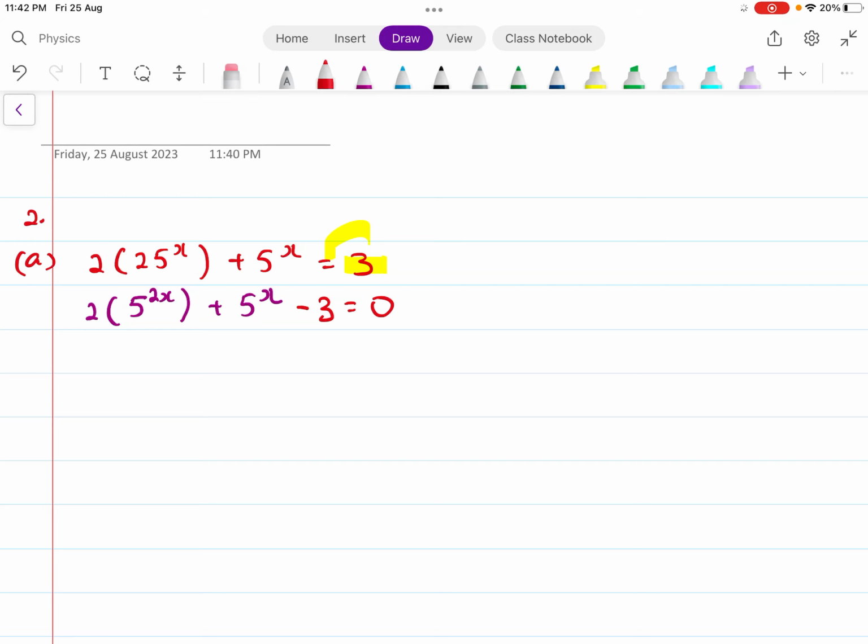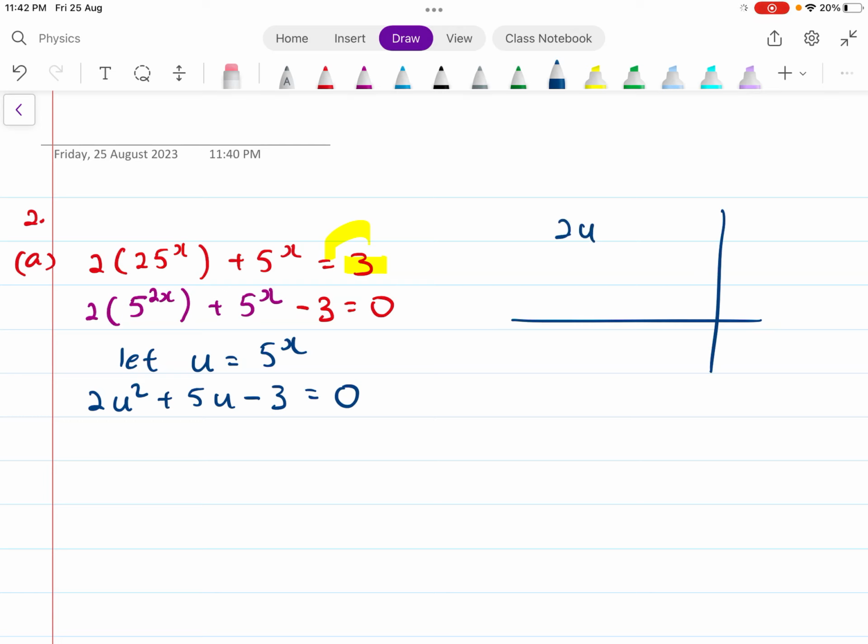So the next thing you need to use is let u equal to 5 to the power of x. So what you will get is actually 2u squared plus 5u minus 3, which is your quadratic equation. Then of course the next thing will be the factorization. So we just do the quick factorization. 2u, then u, so this is 3, this is 1. So you will get (2u minus 1)(u plus 3) equal to 0. So when you solve for u, u is equal to negative 3 or positive 1/2.